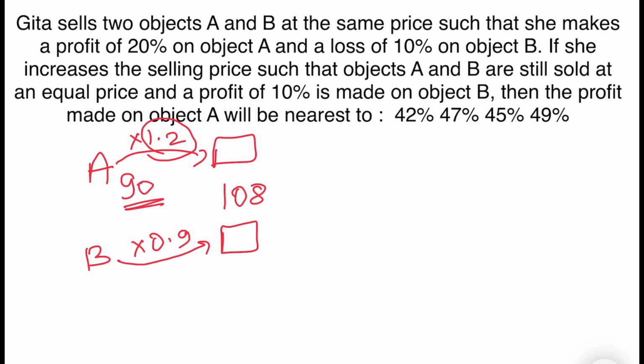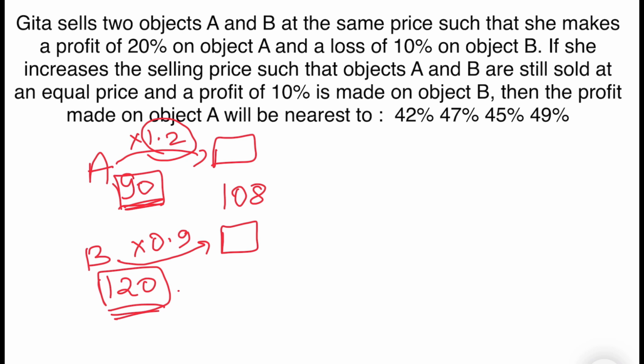So very easily, instantly you get the cost price of A. Similarly, you can assume the selling price of B as 108 as well. And there is a loss of 10% on this particular cost price. So the cost price got multiplied by 0.9 and gave you 108. The cost price initially was 108 upon 0.9, that is 120 rupees. And that's all. We need these two cost prices to answer the question now.